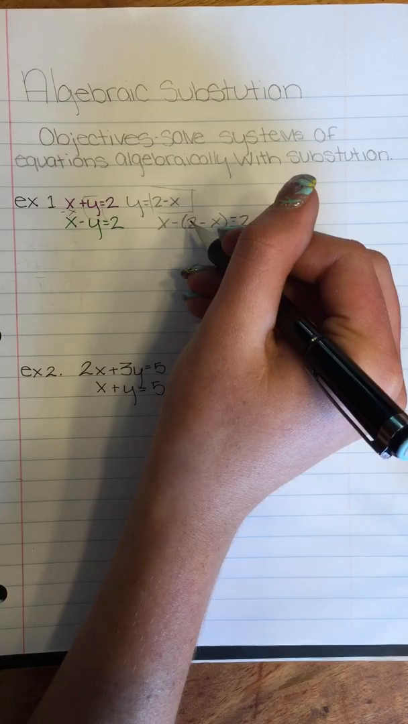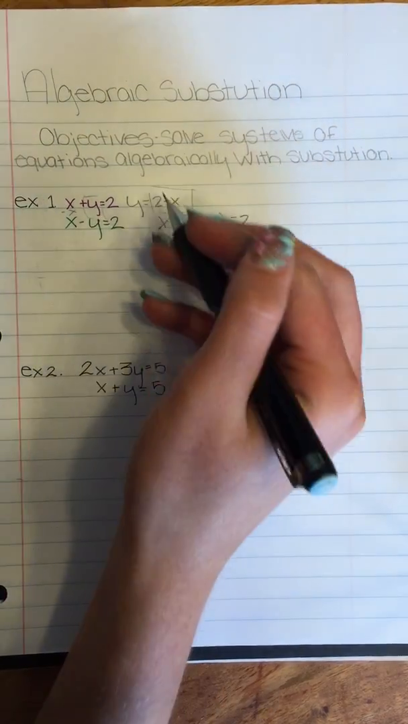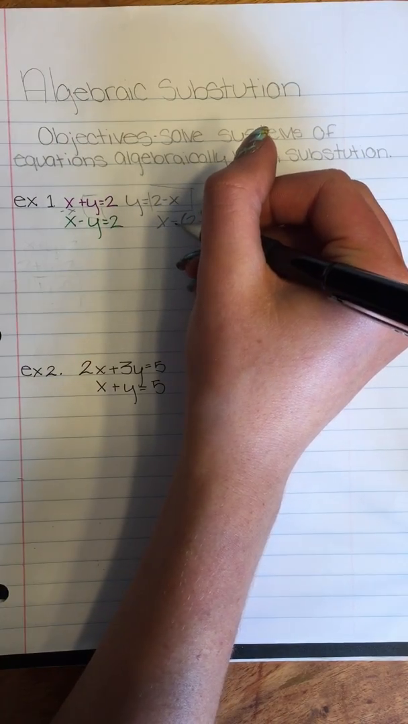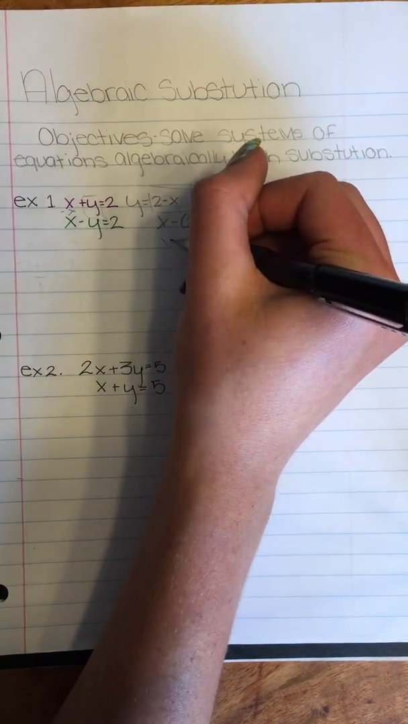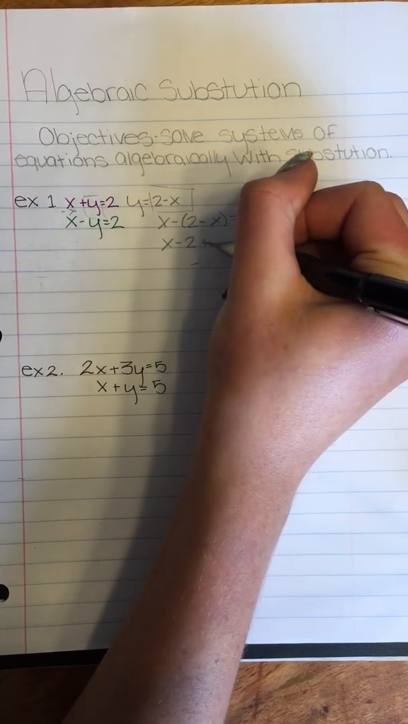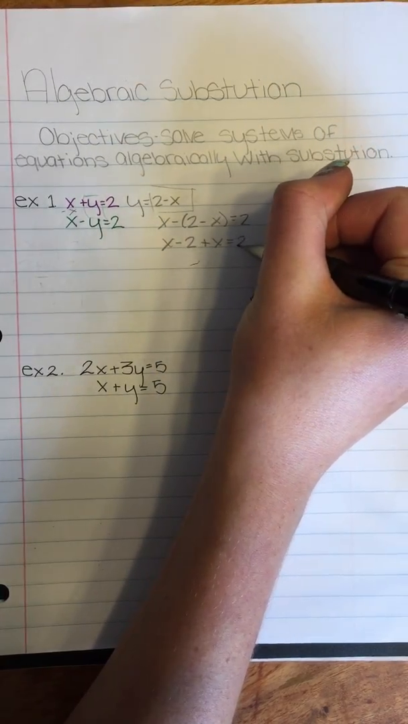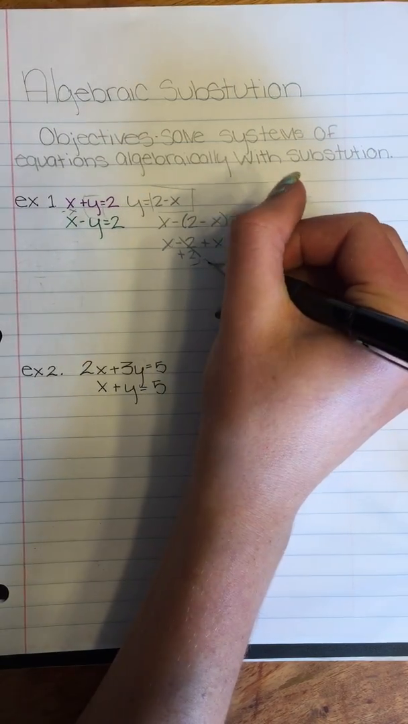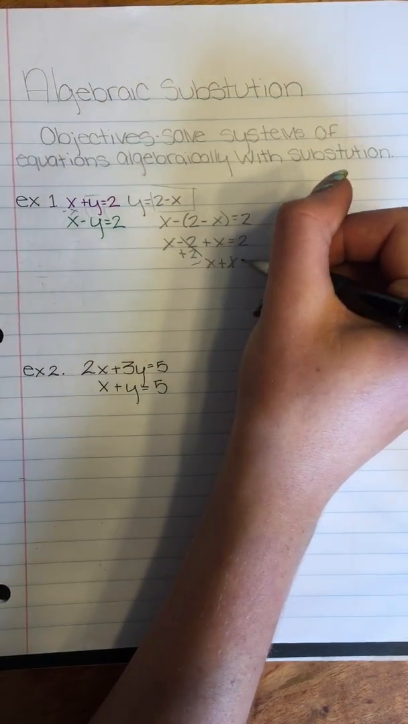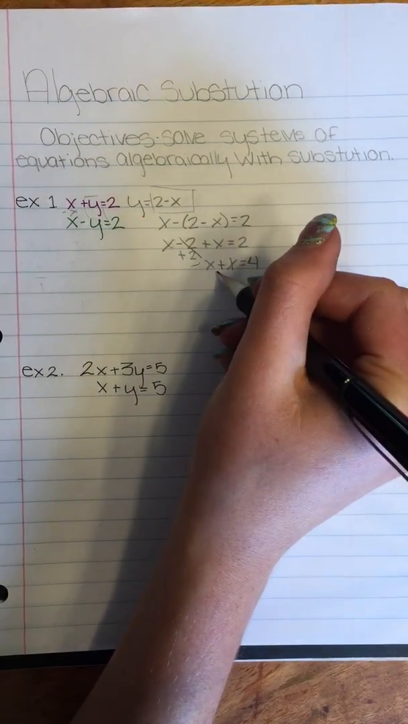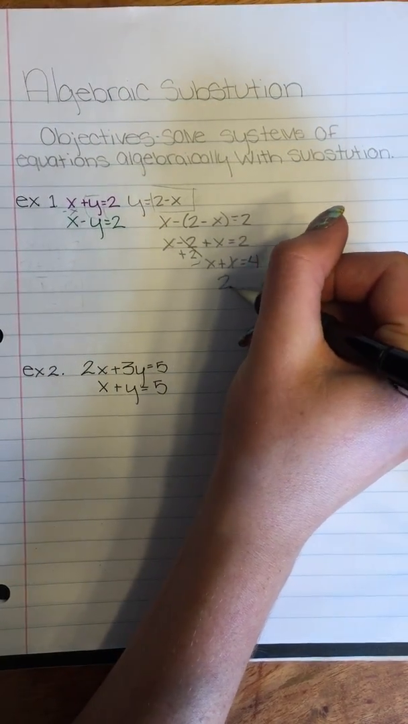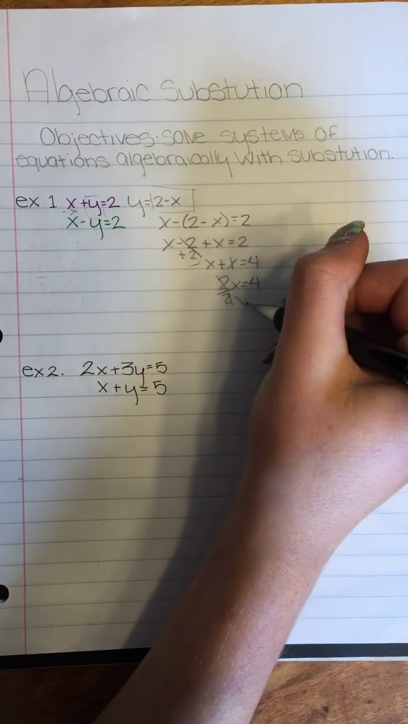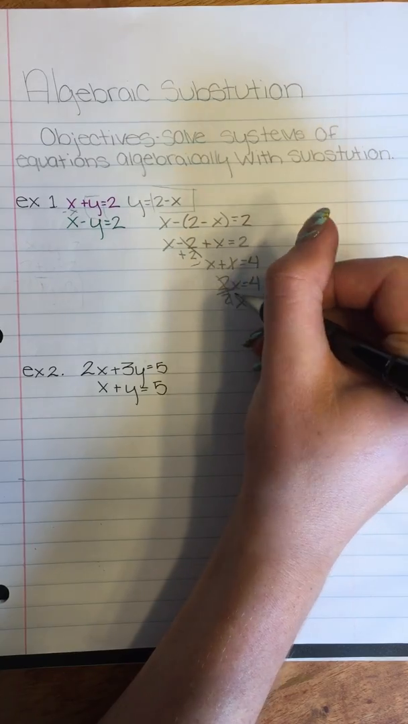We're going to distribute the negative because now we just solve, because we've already substituted this into this equation. So we're going to distribute the negative. We're going to add the 2 to the other side. x plus x is equal to 4. x plus x is 2x. Divide by the 2 and get rid of it. x is equal to 2.